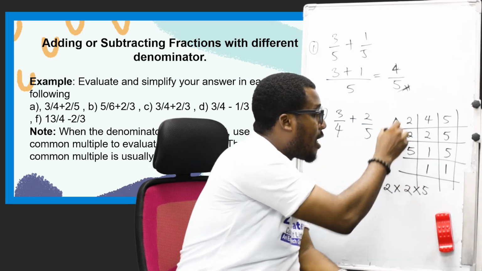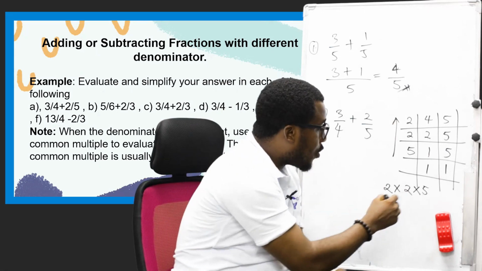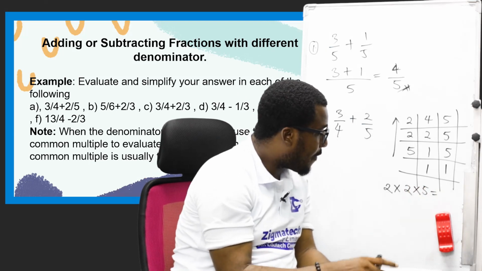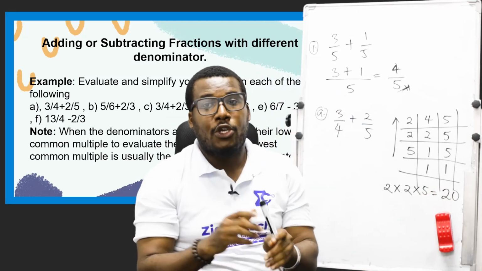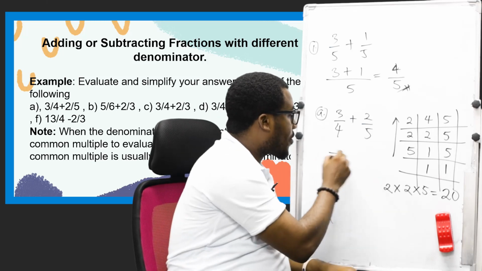Or you can take it from up to down or down to up. So your answer is 2 times 2 is 4. 4 times 5 is 20. So therefore, your lowest common multiple here is 20.